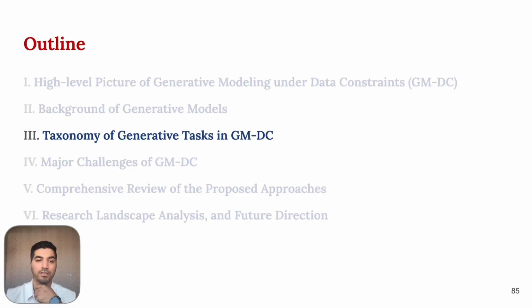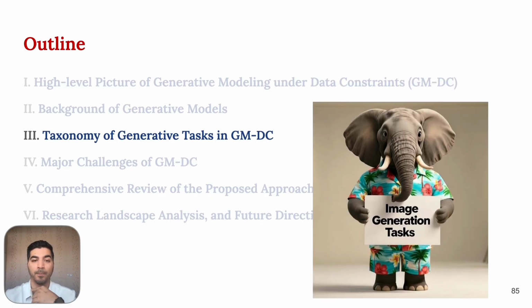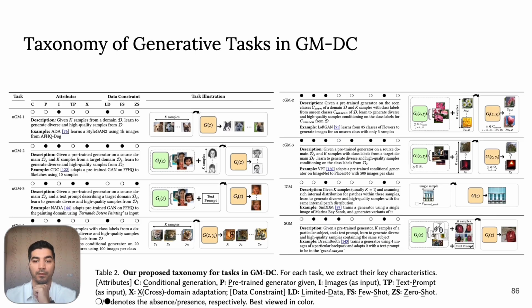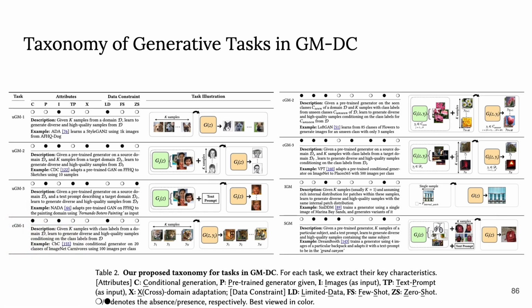After discussing the high-level picture and background of generative models, we start to discuss the technical details of generative modeling under data constraints. And the first part is the classification of image generation tasks. Here we propose a taxonomy of generative models in GMDC. This is our proposed taxonomy. So we basically reviewed more than 200 papers and classified the generative task on these papers based on 5 attributes.